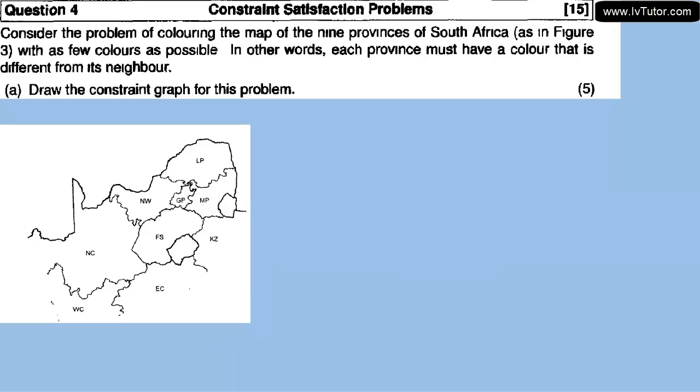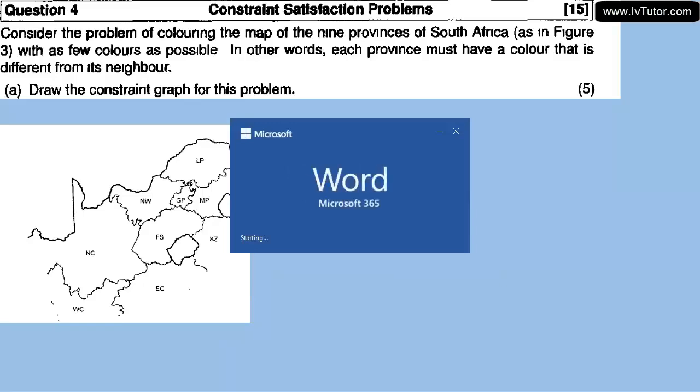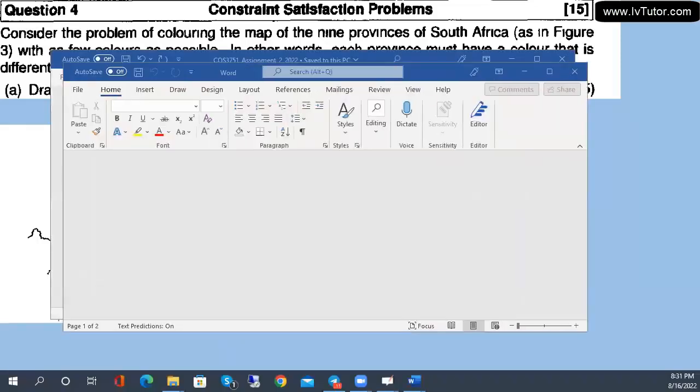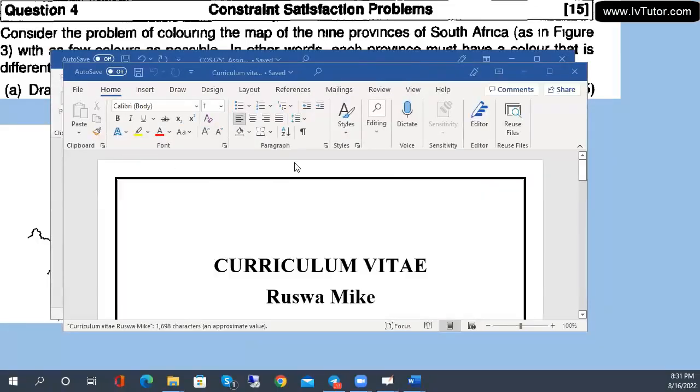This is an example of what a map coloring problem would look like. The map coloring problem for South Africa says: consider the problem of coloring the map of the 9 provinces of South Africa, as in Fig 3.